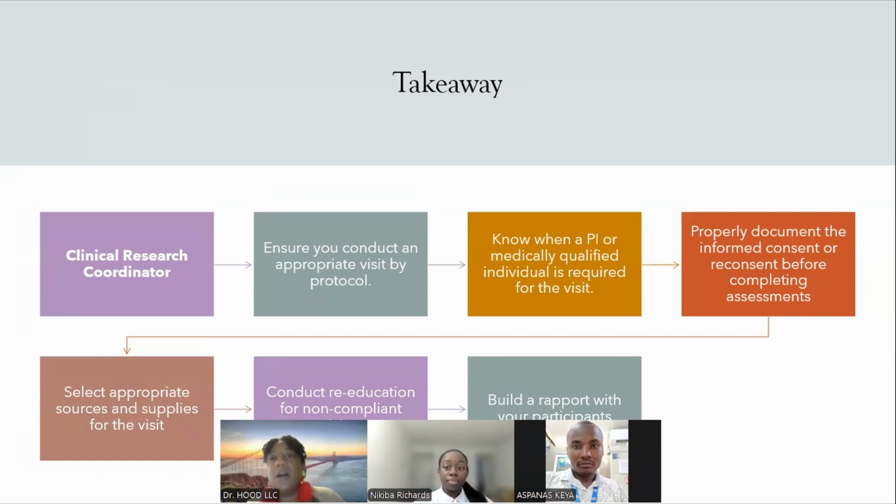You do not want to come to a visit where a physical exam is required and there's nobody to do it, because it makes the patient have to wait. It makes the site look unorganized. So we know at that visit, we need somebody to do a physical exam. We need to schedule that visit when somebody is in clinic. Properly document the informed consent or reconsenting process before completing assessments.